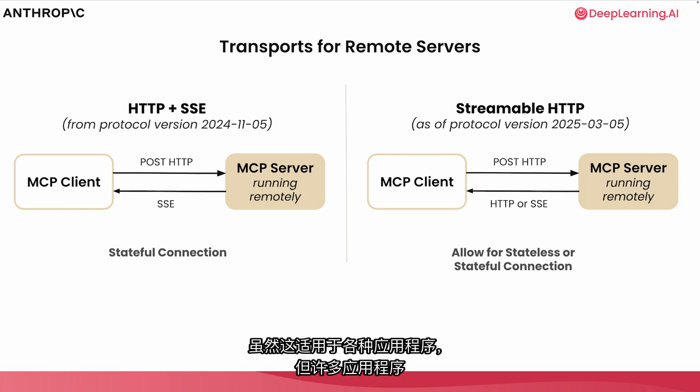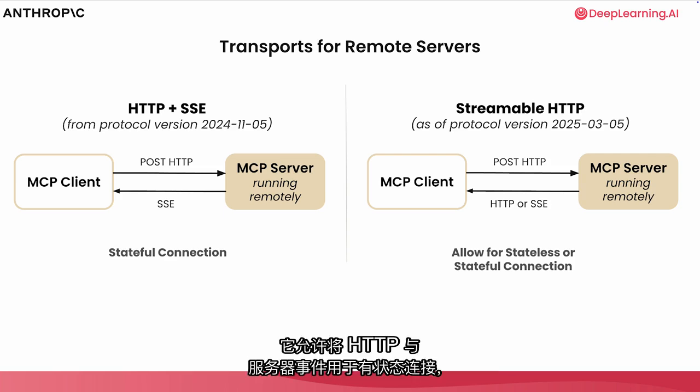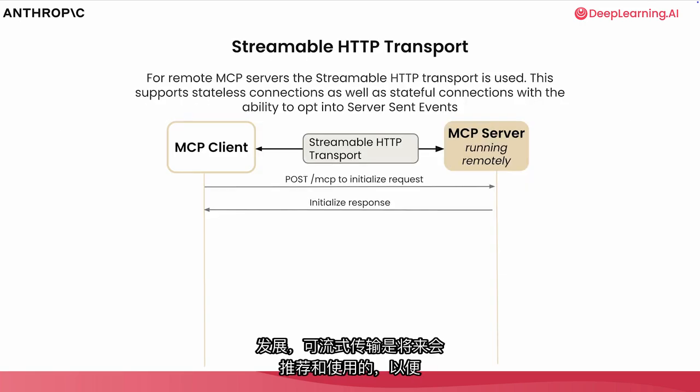While this can work for a variety of applications, many applications, when deployed, are not stateful nor need to be stateful. In fact, it is sometimes more efficient for scaling applications to have servers that are ephemeral or stateless, where each connection and each request is different and not remembered. To support both stateful and stateless connections, updated versions of the protocol included a new transport called streamable HTTP, which allows for making use of HTTP with server-sent events for stateful connections or standard stateless connections with HTTP on its own. Going forward, the streamable transport is what is going to be recommended and used so that you can support stateless connections as well as stateful connections.